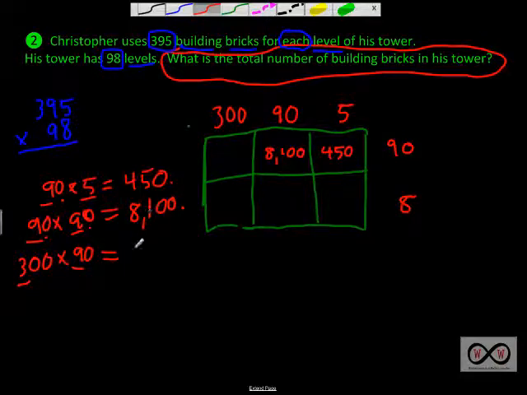3 times 9 would be 27. Tack on our 1, 2, 3 zeros because we're multiplying by 300s and 9 tens. So there we go. 27,000. Put that right in there.